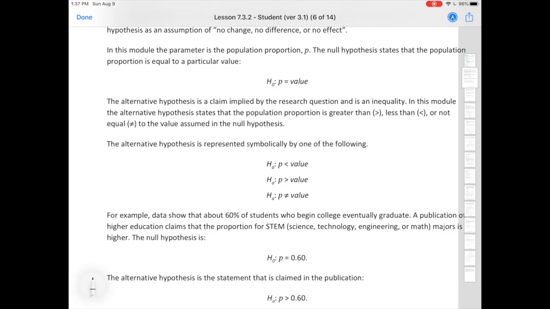Let me write a little bit here. P is less than a value is going to be for when things are smaller, or you see the word decrease. P is greater than is going to be when things are larger or increase. And usually P is not equal to is just if they say something has changed or it's different. So they don't say whether it's bigger or smaller, but they just say, we think maybe it has changed.